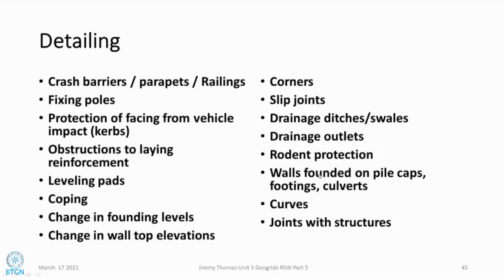Sometimes we have to put the wall on a pile cap, or the footings of bridges, like bridge piers or flyover piers. Or the facing has to be put on a box culvert or culvert pipes. Curves, when the facing is on a curved alignment, how to detail that. Then the reinforced structure may have to abut a pier or a box structure, so the detailing of the joint.